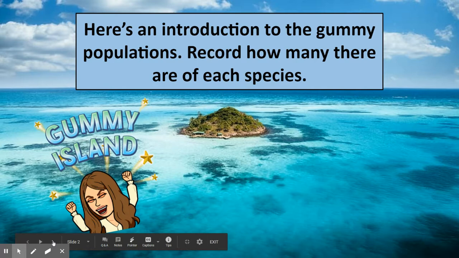Here's an introduction to the gummy populations. You can pause this portion of the presentation at any point to record how many there are of each species. You'll need to record that data in your data table for your initial populations.